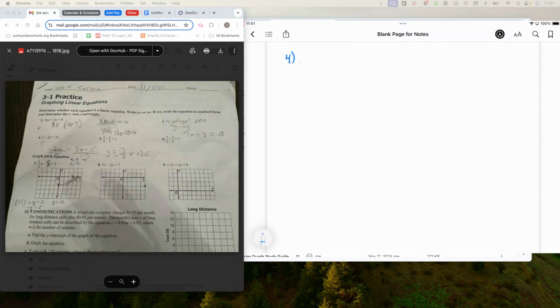Number 4, we have 5 minus 2y equals 3x. So we need to make it look like ax plus by equals c. First, we can do lots of different things. The first thing that I would choose to do is move the 5 to the right, so I would subtract 5 from both sides and get negative 2y is equal to 3x minus 5.